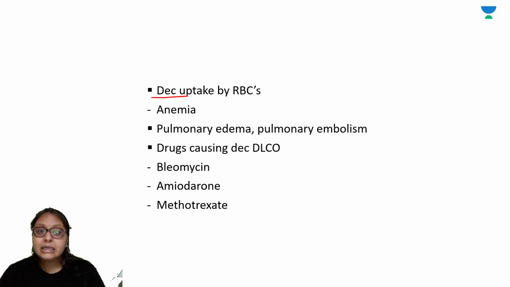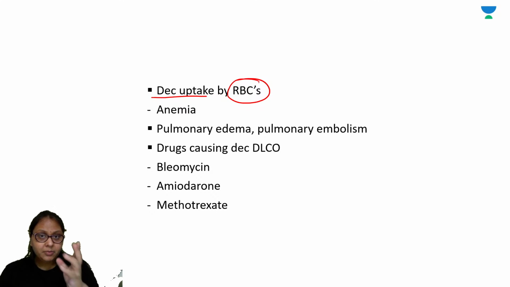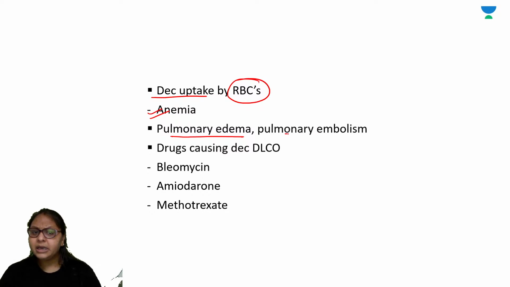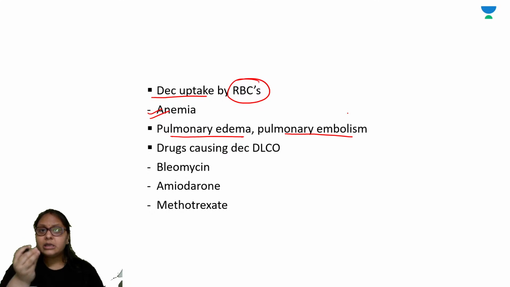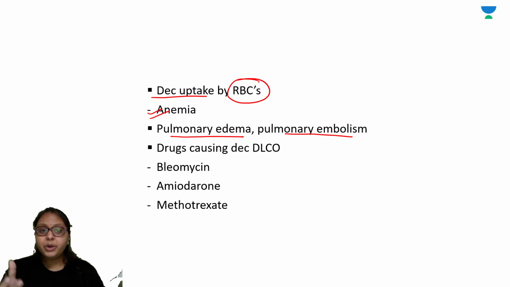If there is decrease in the uptake by the RBCs, ठीक है, ऑक्सीजन क्रॉस तो हो गई, मगर वो कैपिलरी आरबीसीज उसका अपटेक नहीं दे रही है. There is decrease in the uptake by the RBCs, that is in anemia. ठीक है, other causes like pulmonary edema, pulmonary embolism, that also because there is difference in the membrane, the respiratory membrane, there is fluid. Pulmonary edema में क्या होगा? Fluid in the lung parenchyma. तो क्या होगा? Diffusion of the gases, there is decrease in the diffusion capacity.